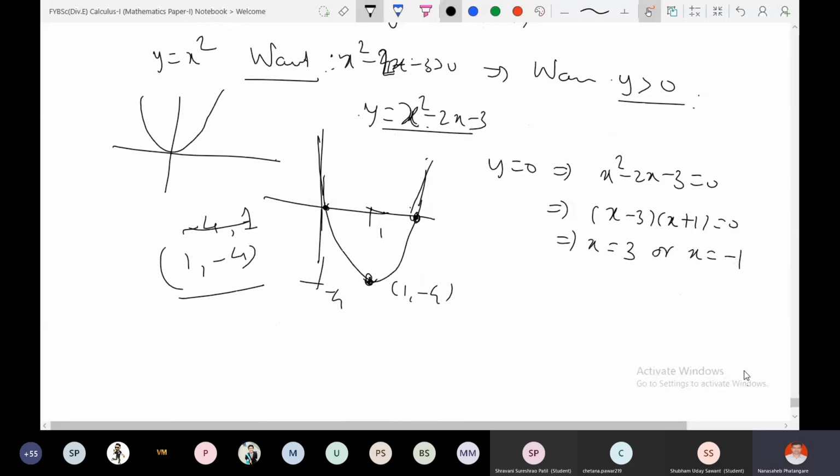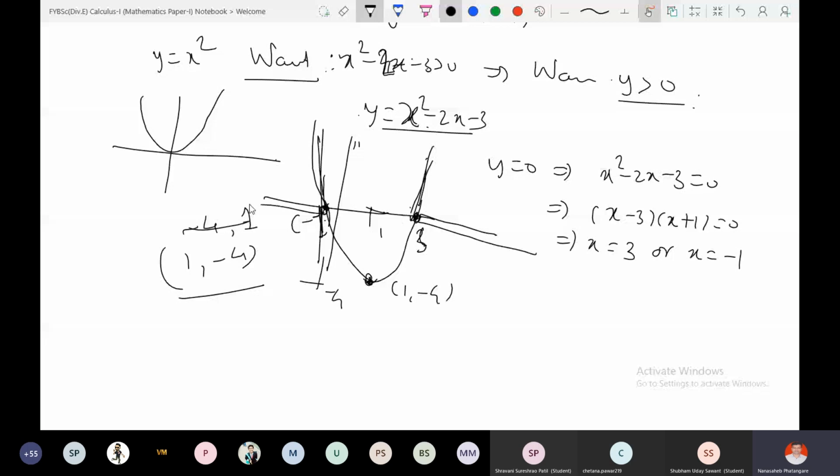So my figure is not perfect anyway. This is 3, and at 3 and minus 1 it intersects the x-axis. And what are the values of x for which y is positive? Every x after this, right? Every x on this side. If I choose this x, then the value of y is negative because it is below the x-axis. Am I right? Do you understand what is going on?